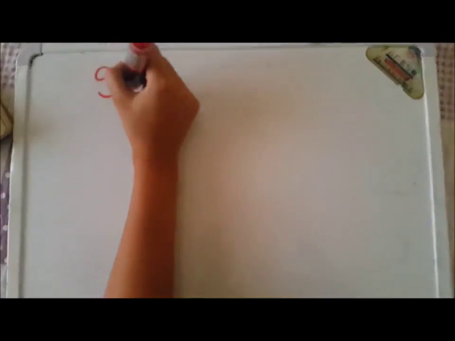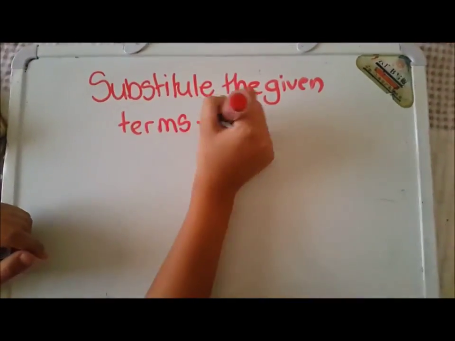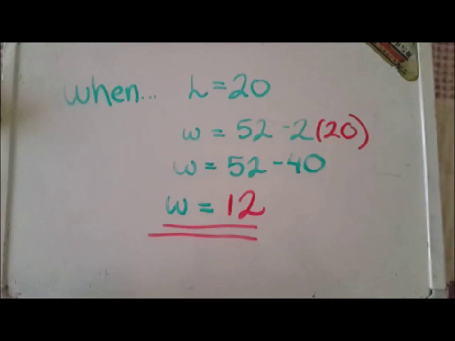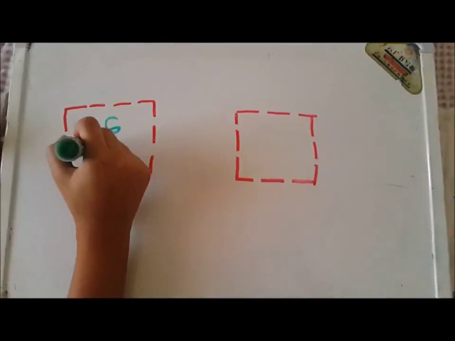Substitute the given terms into W equals 52 minus 2L to discover the width when L equals 6 and when L equals 20.